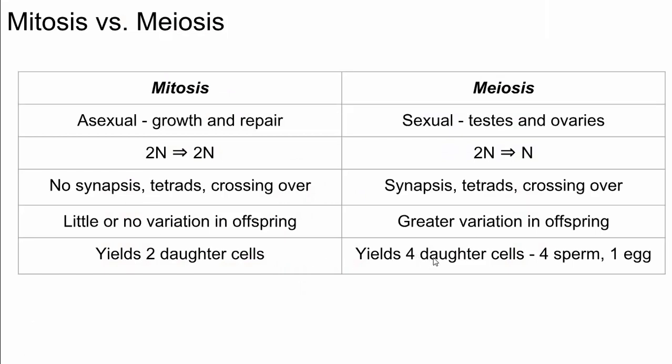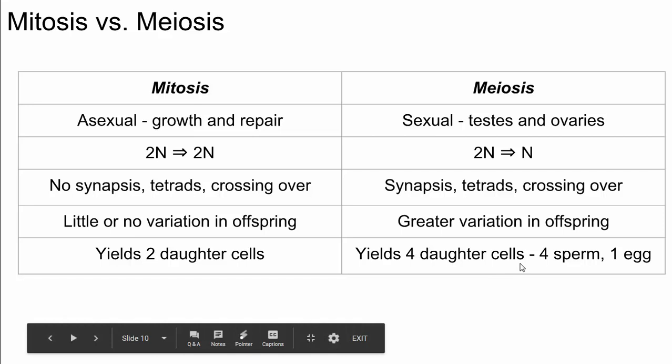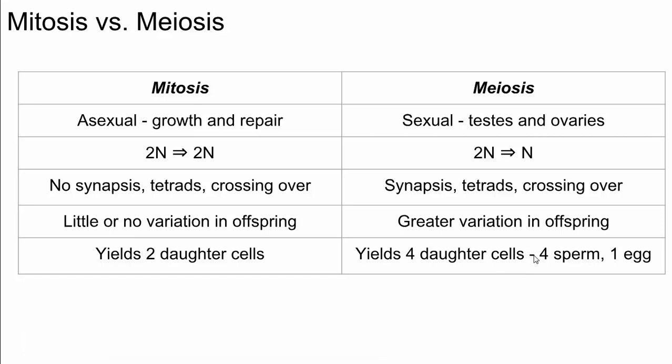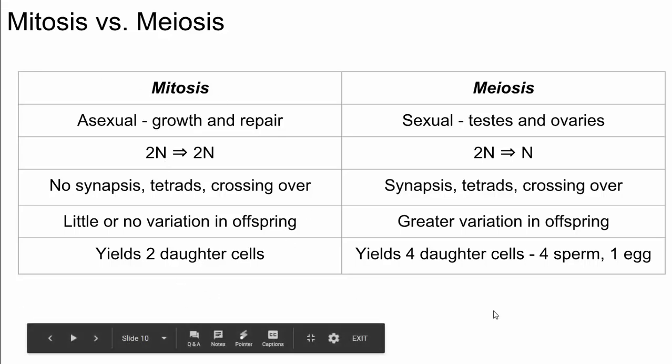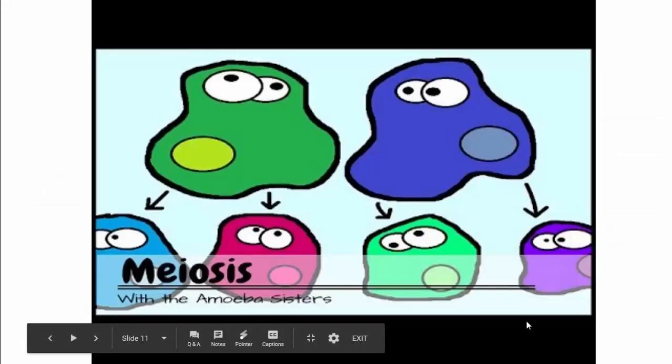Meiosis produces 4 daughter cells. Now in animals, 4 actually become sperm cells and only 1 actually becomes the egg cell. So that's a comparison between the 2. Any questions about that? All right.